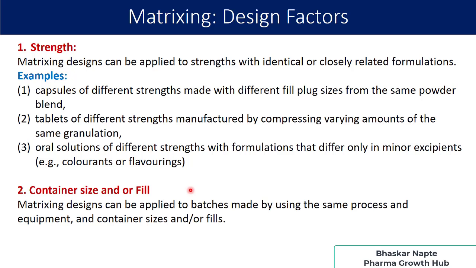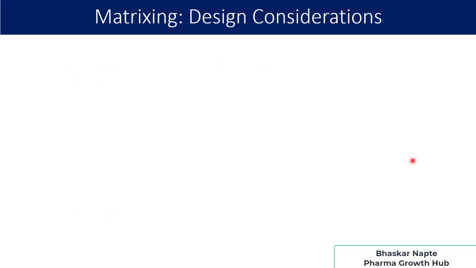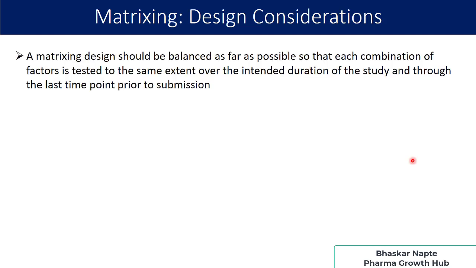The second situation where you can use the matrixing is the container size and the fill of the container. So matrixing design can be applied to batches made by using the same process and same equipment and same container sizes and or fills. Let us now understand what are the different considerations that you must have in mind before starting the matrixing design.